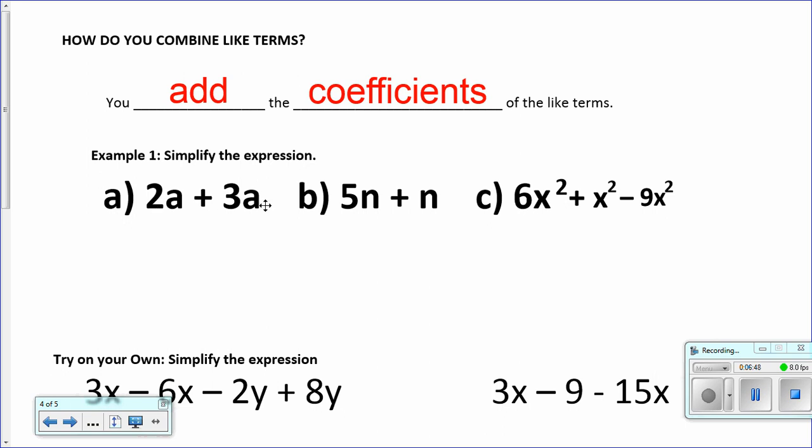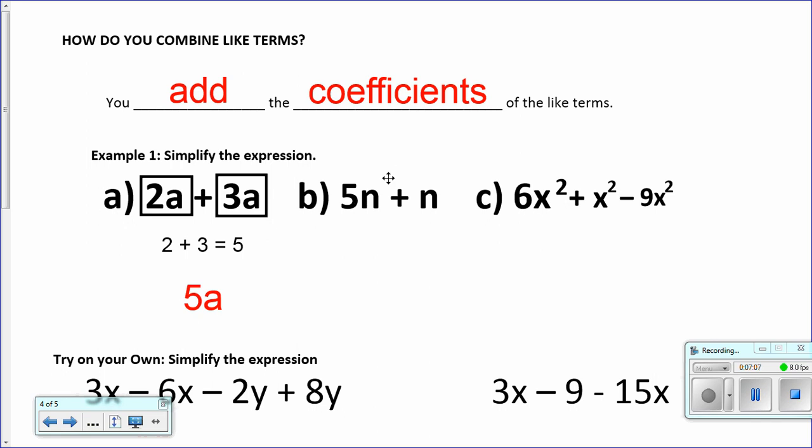Well, we have 2a plus 3a. Those are like terms because they both have an a. Okay? So, since they both have an a, we go ahead and add the coefficients, the 2 and the 3, and tack that on the front. Okay? So now we have 5a as our combined like term.